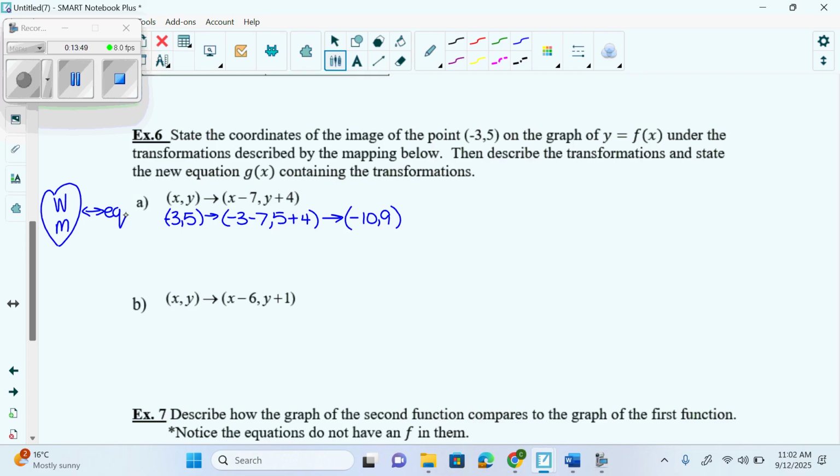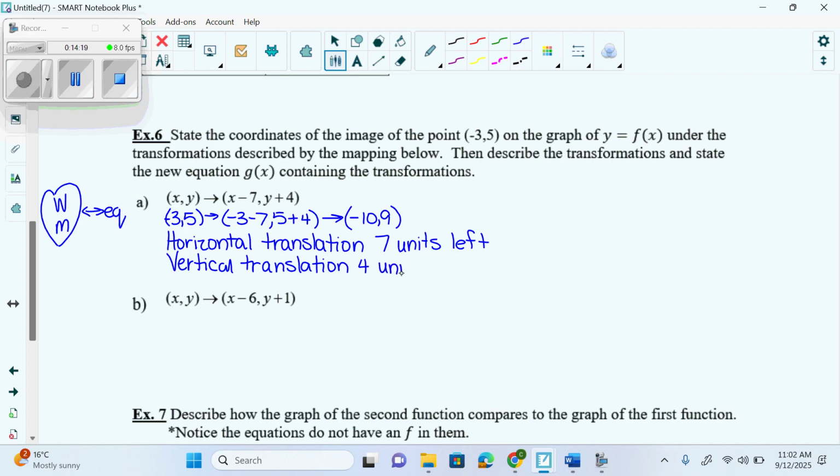So if I do words, I'm going x minus 7. Well, that's a horizontal translation. 7 units left. And then a vertical translation, y plus 4 is a vertical translation. 4 units up. So remember, words and mapping are in the heart, correct? Words and mapping are the same. Seriously, if you have to draw that, please do, so that you don't mess it up.